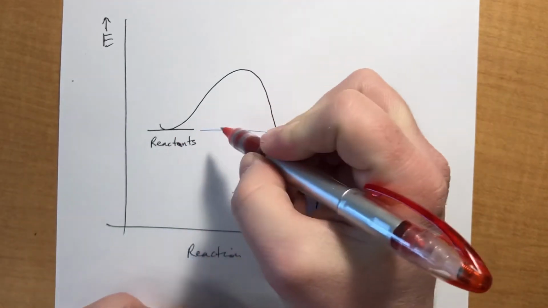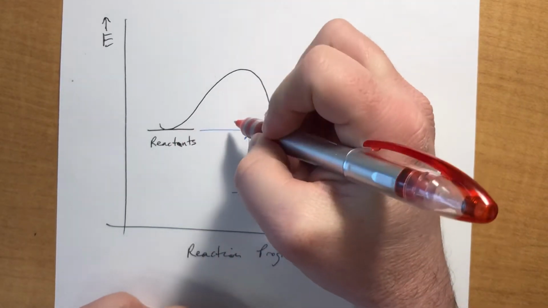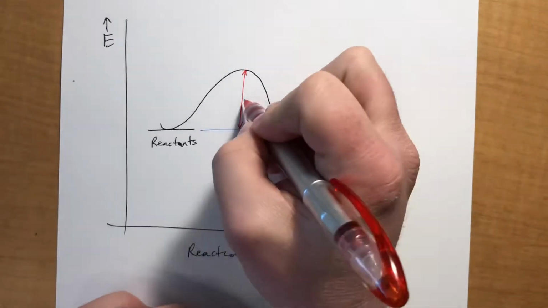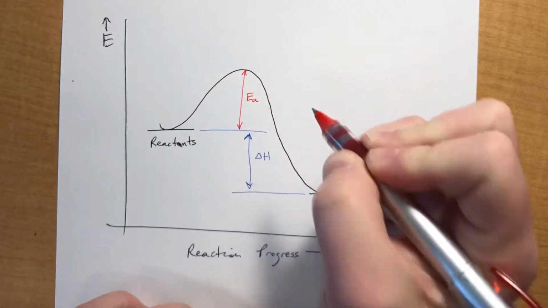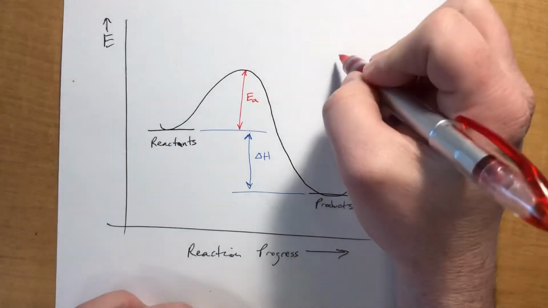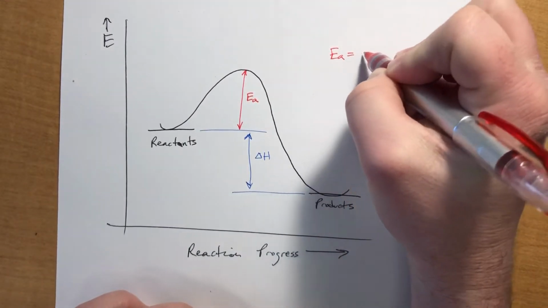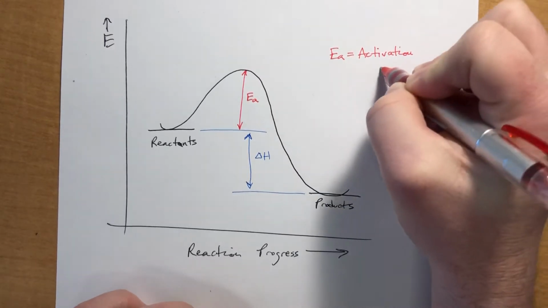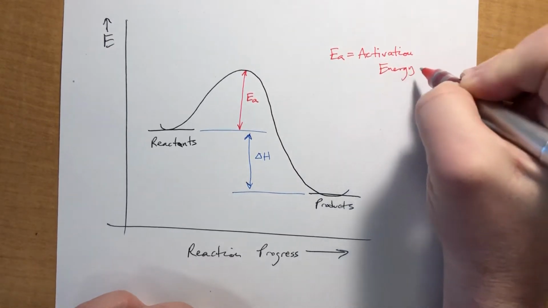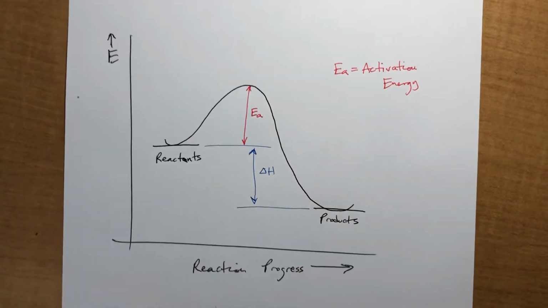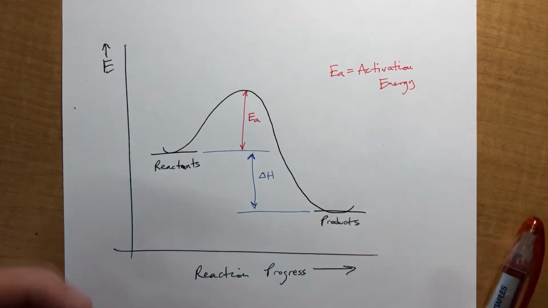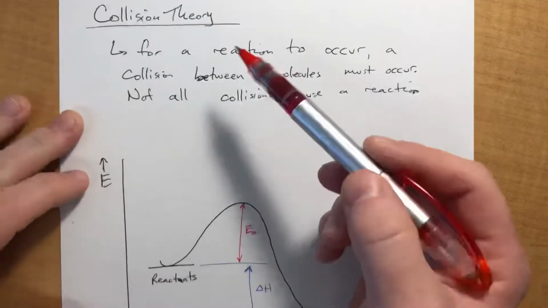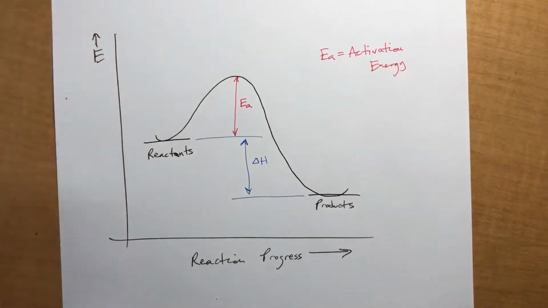The difference between the reactants and the highest part of the peak is something we're going to abbreviate as E sub A. E sub A is the activation energy. It's usually in joules or kilojoules, okay? But it's the energy barrier needed, like how much energy you have to put in to make those things collide to actually get a reaction to occur.